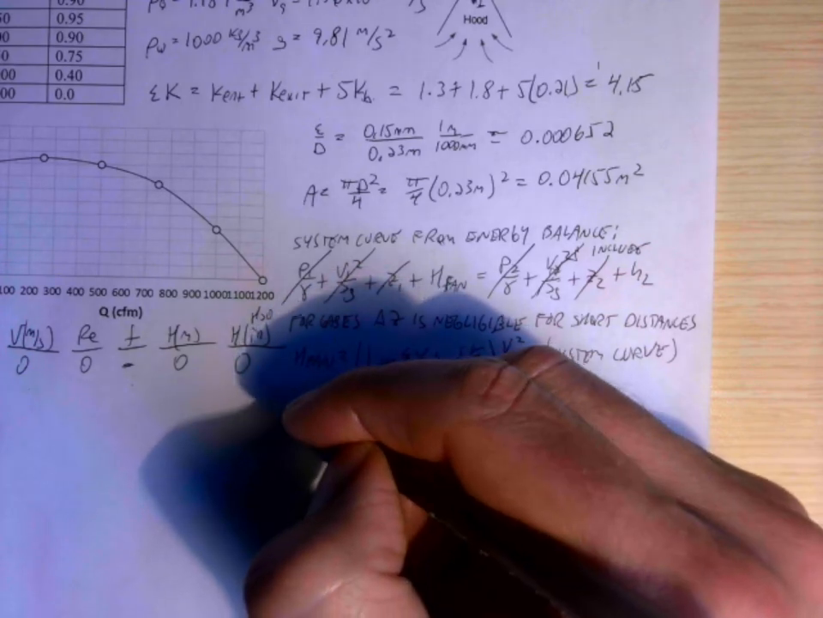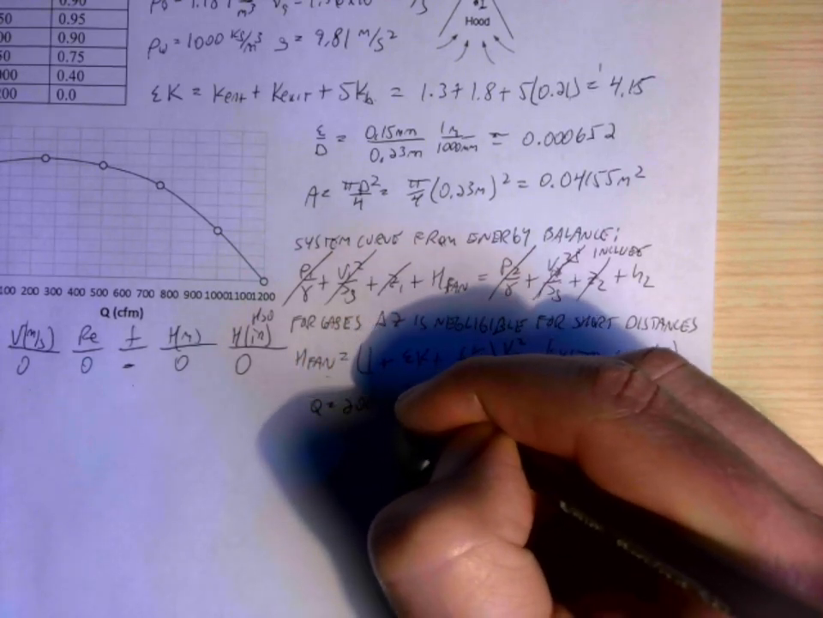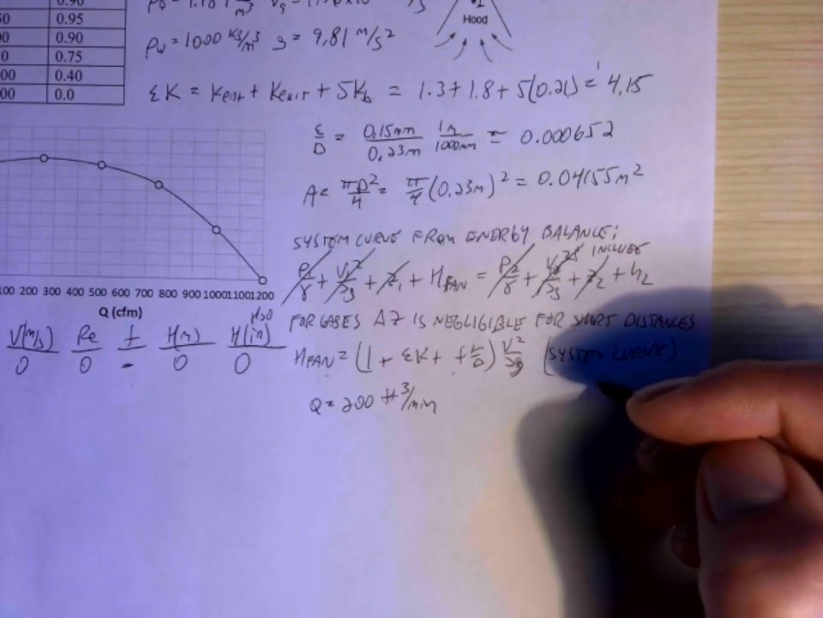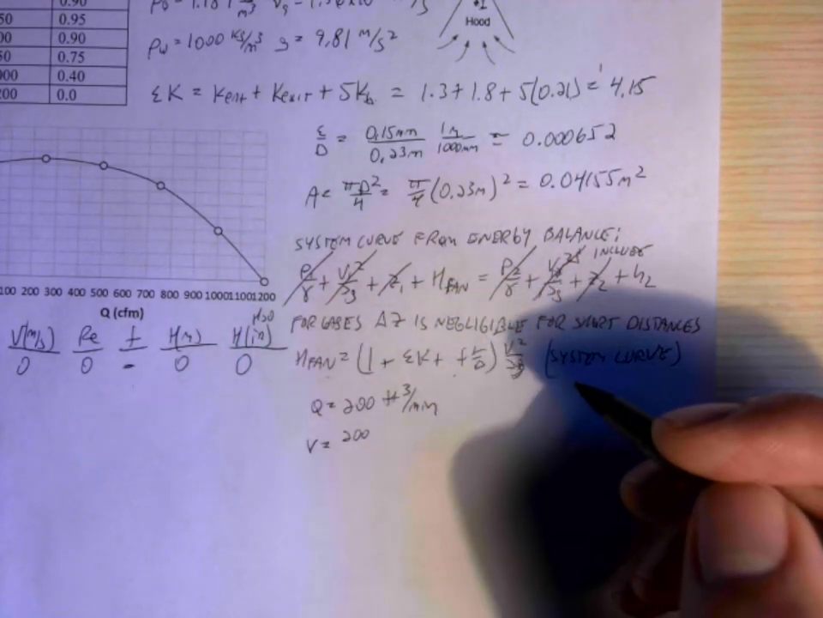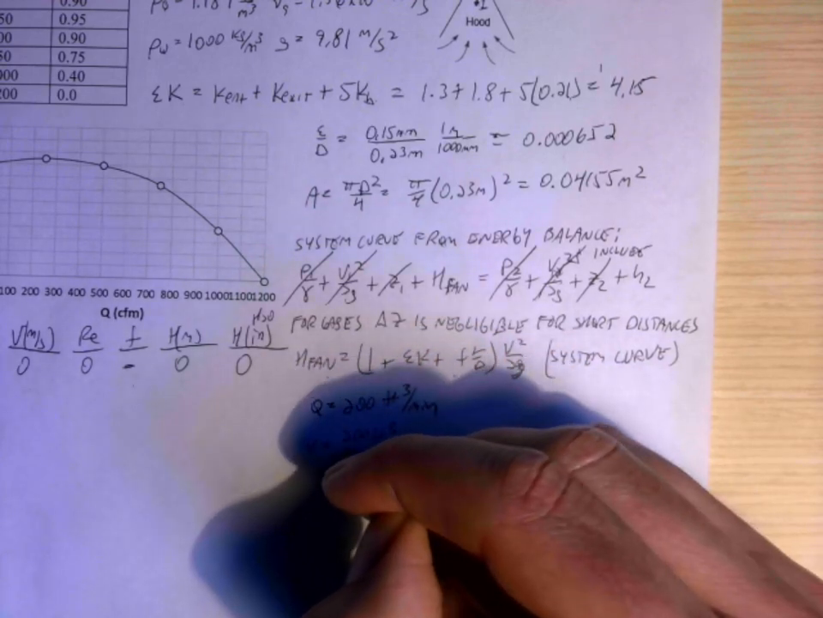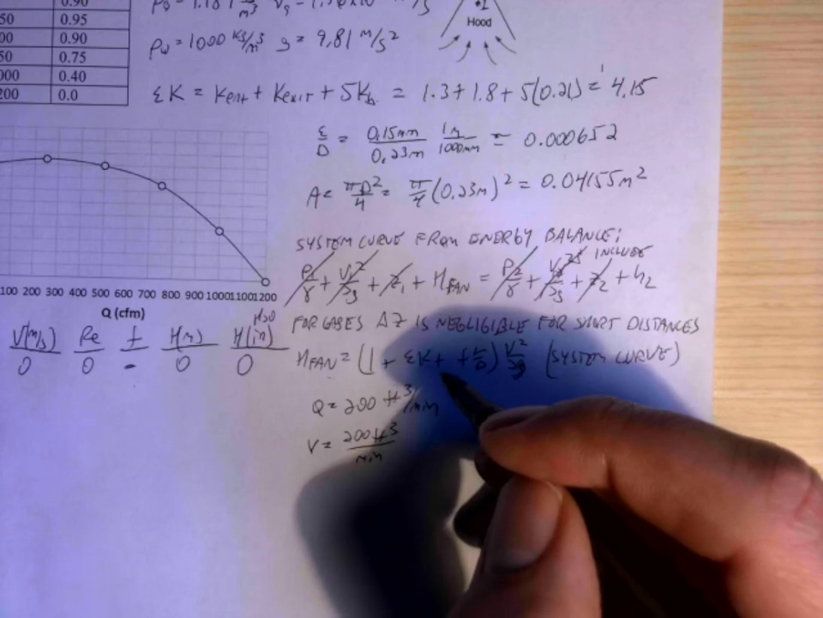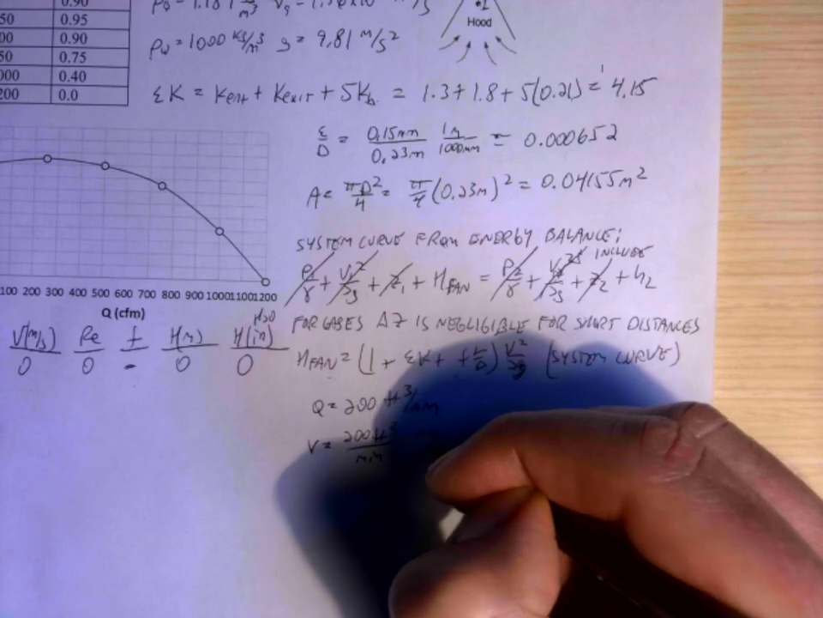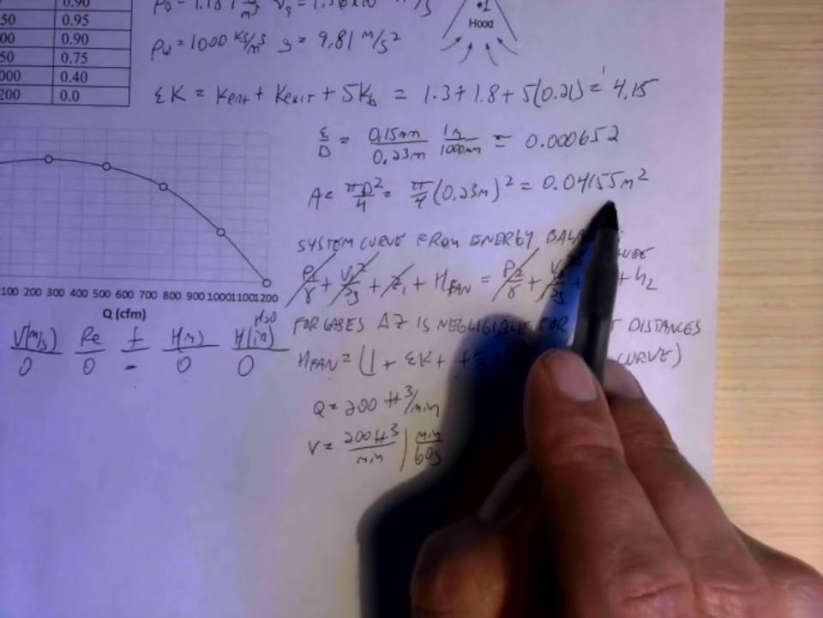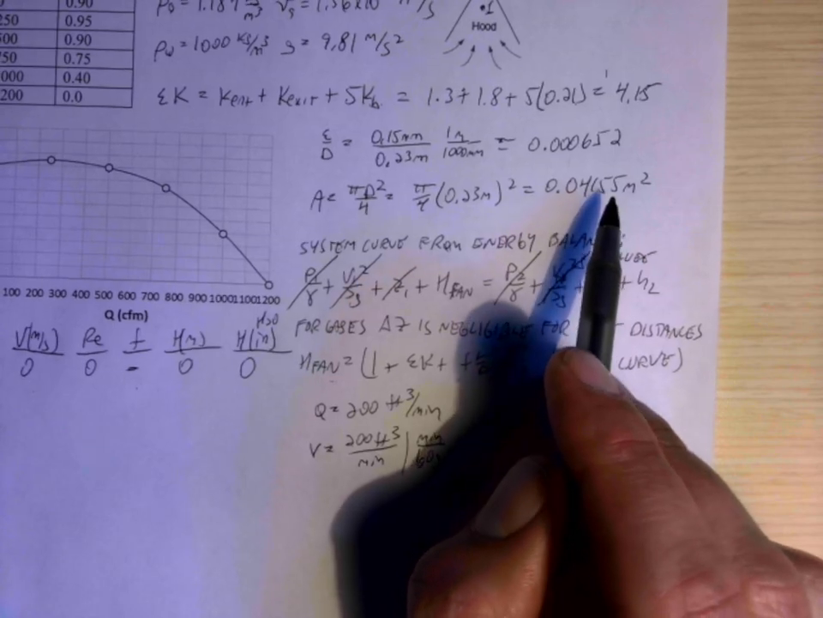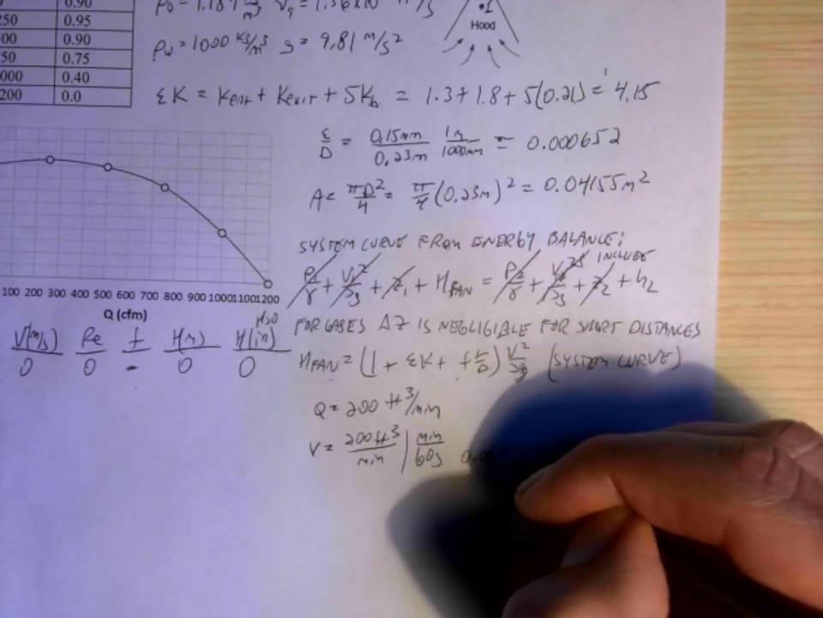All right, so let's look at Q equal to 200 CFM, which is feet cubed per minute. We need to get velocity, so V is going to be equal to Q over A, so 200 cubic feet per minute, and then I'm going to convert minutes to seconds, so 1 minute has 60 seconds, and then I can divide by the area, which I already got up there. Okay, so we have 0.0415 square meters.